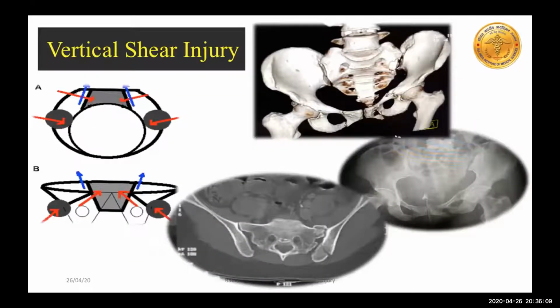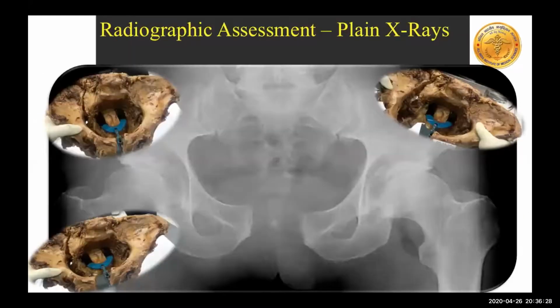So the third level of injury, the third type of injury, is the vertical shear injury, wherein the pelvis displaces both posteriorly and superiorly. So there is both an anterior and posterior ring damage. These are injuries which involve both hemodynamic compromise as well as significant skeletal damage.